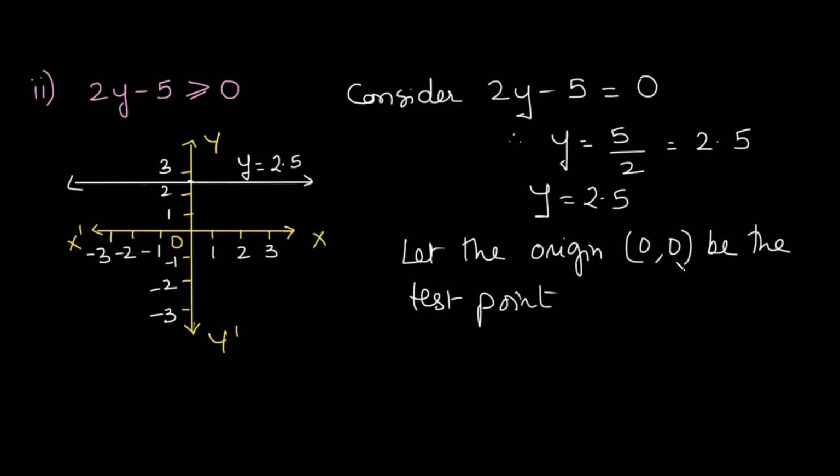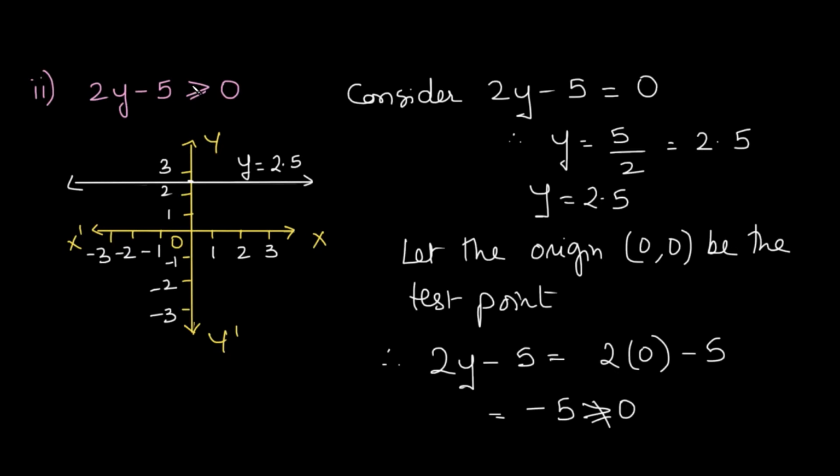We substitute y is equal to 0 in the inequality. Therefore 2y minus 5 can be written as 2 into 0 minus 5, which is coming as minus 5, which is not greater than or equal to 0. The condition given is it should be greater than or equal to 0. But here we are getting minus 5, which is obviously less than 0.